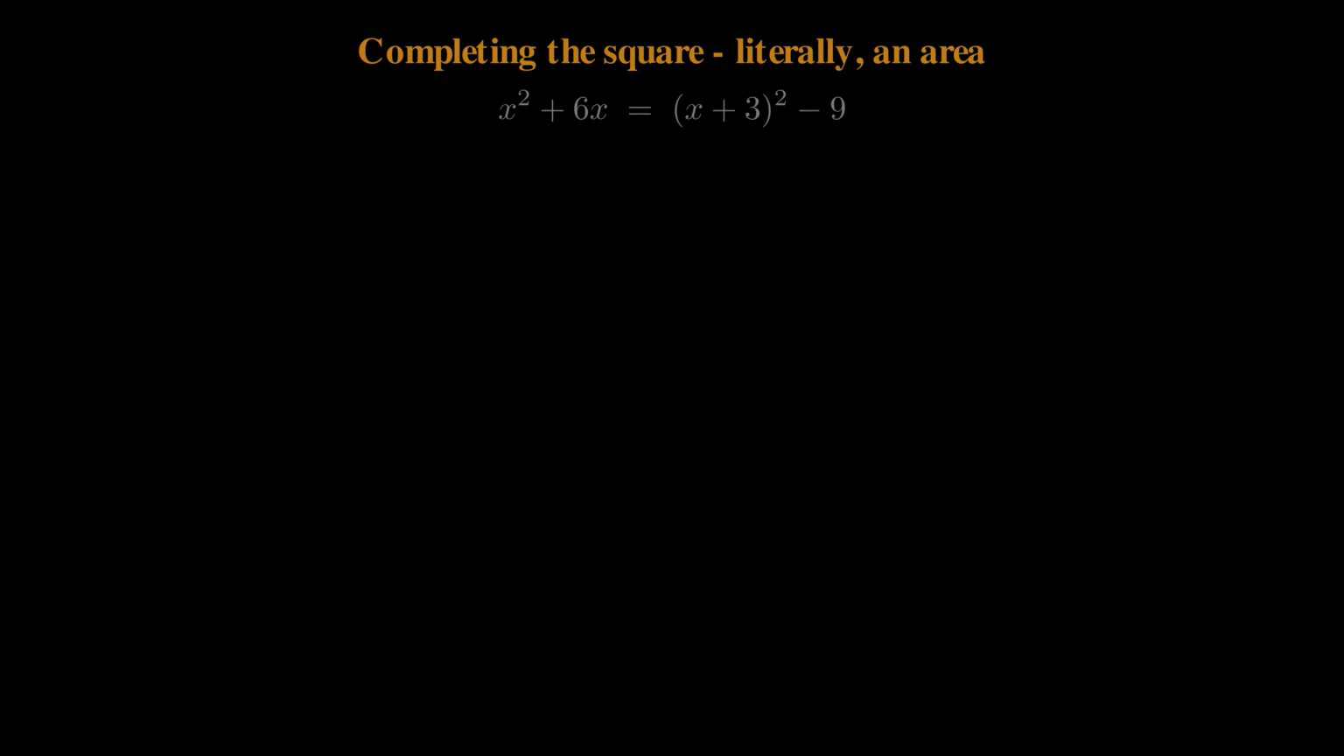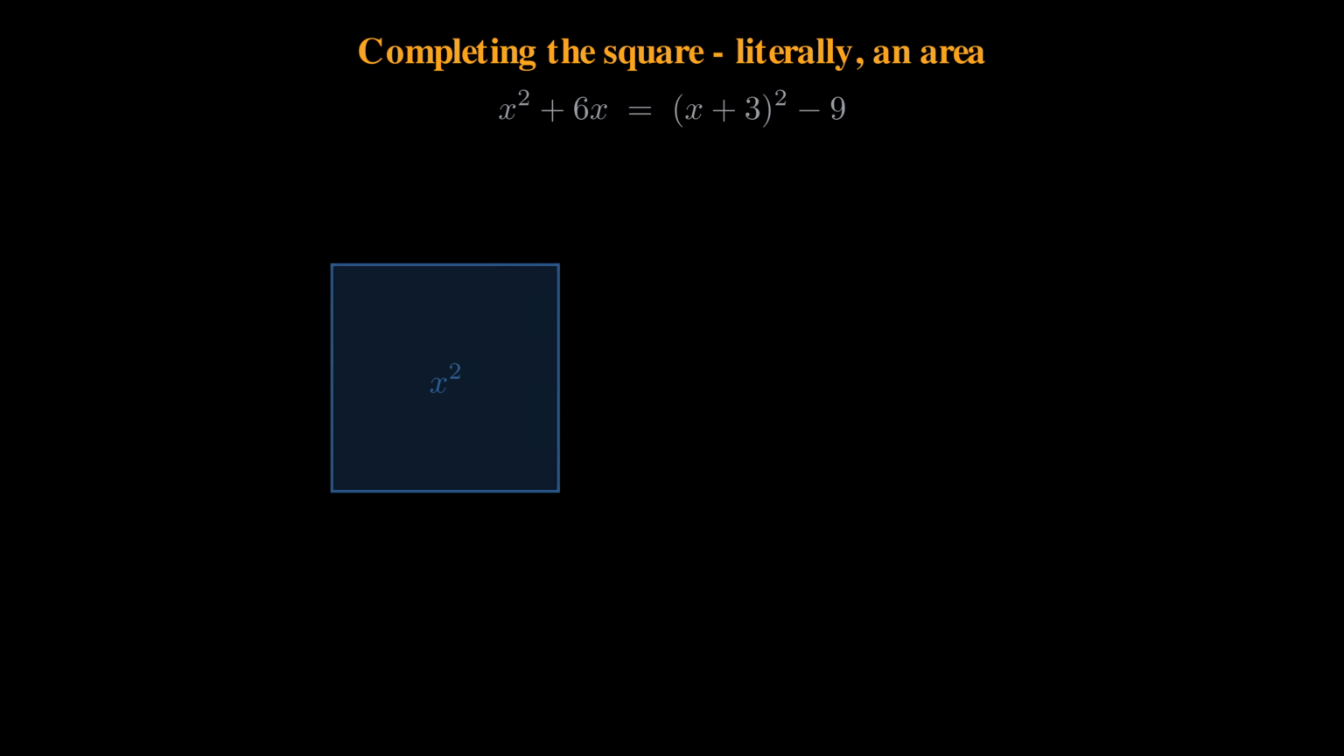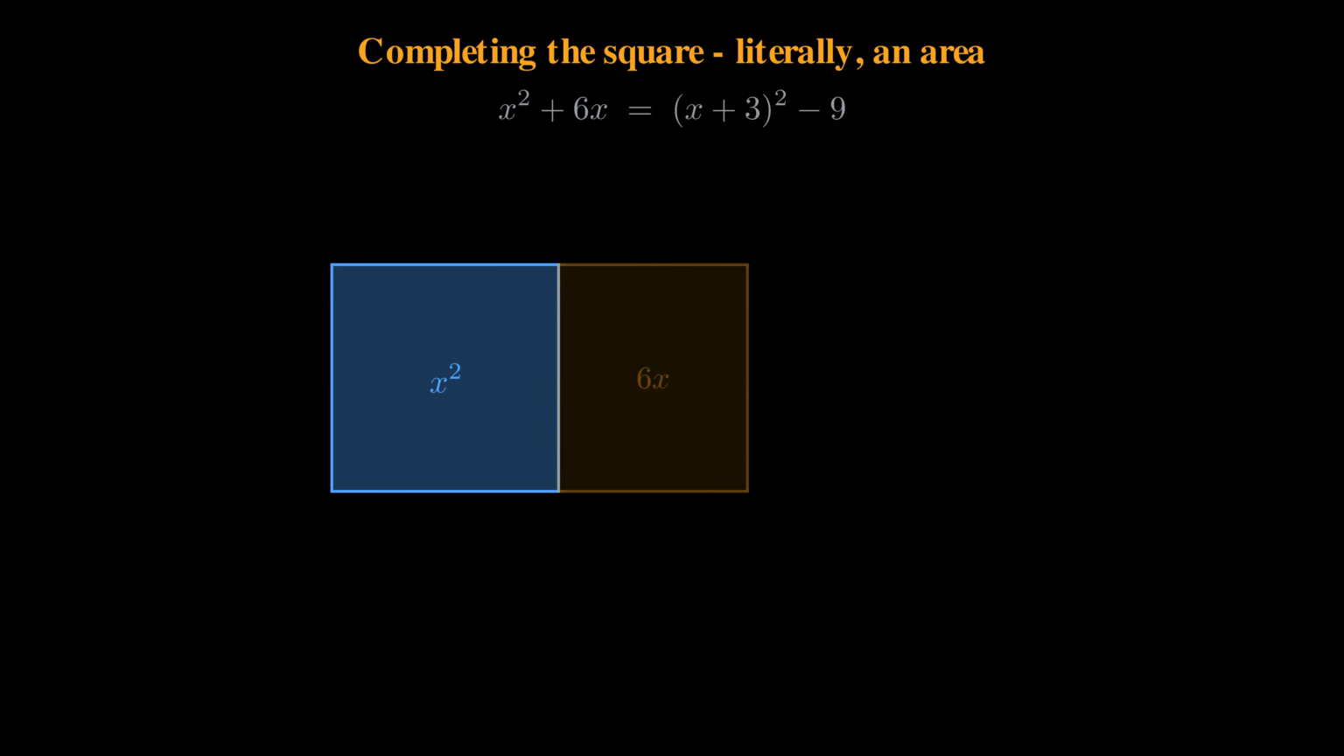Completing the square sounds like jargon, but it is a picture. And once you see the picture, it never leaves you. Take x squared plus 6x. Read it as areas. x squared is a square with side x, and 6x is a rectangle, 6 wide and x tall.